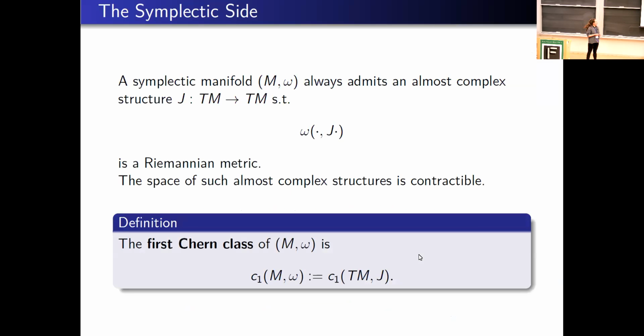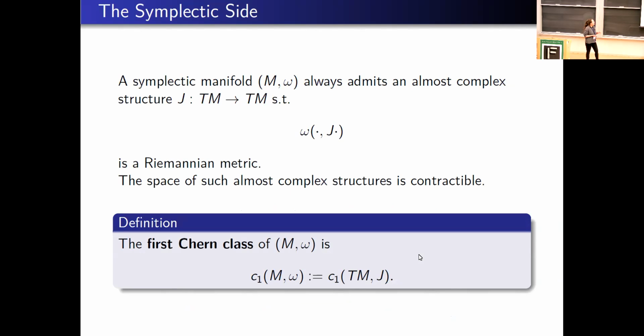Namely, on the symplectic side, I want to recall that a symplectic manifold always admits an almost complex structure, so that when we twist the second factor of the symplectic form with this almost complex structure, we have a Riemannian metric. And the space of such almost complex structures is contractible.